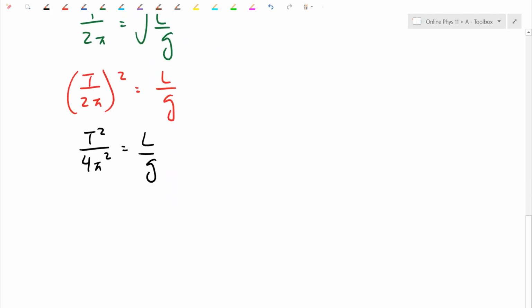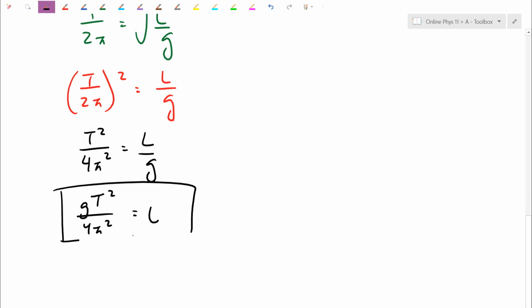And now finally, I just want to kick the g term over. This is a divide by g. I can now go g t squared divided by 4 pi squared. Right? And that is an expression that has been solved for L. If you have all these other variables, the g and the t, pi is just a number we can just punch into our calculator. We have our L.